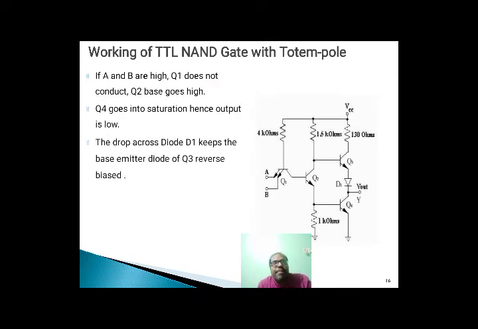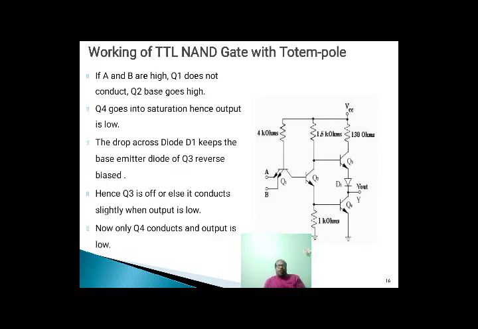Now, if A and B are high, Q1 does not conduct and Q2 base goes high. And Q4 goes into saturation, hence output is low. The drop across the diode D1 keeps the base emitter diode of Q3 reverse biased. Hence Q3 is off, or else it conducts slightly when output is low. And now only Q4 conducts and output is low.